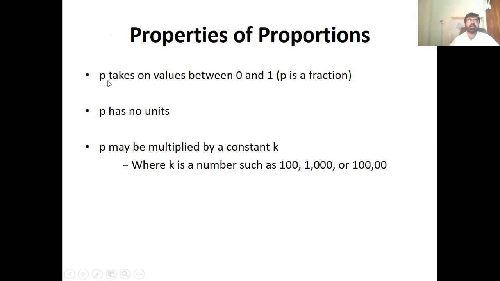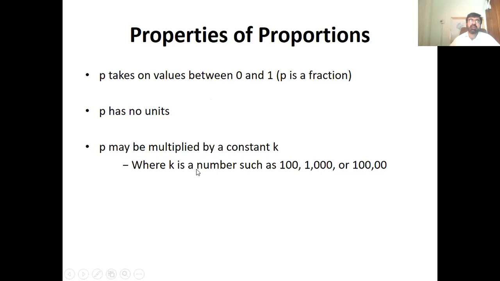Further, P takes values from 0 to 1. P is a fraction, taking a value from 0 to 1. 1 means 100%, 0 means absence, that nothing has happened, no deaths. And 0.1, 0.2, 0.3, 0.4 are 10%, 20%, 30%, 40% if you multiply by 100. P has no units because the unit of the numerator cancels with the unit of the denominator, both having the same units.